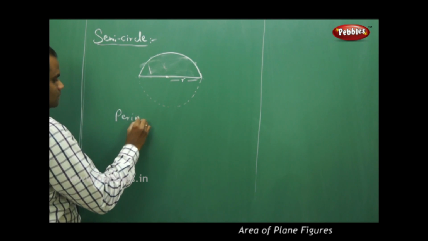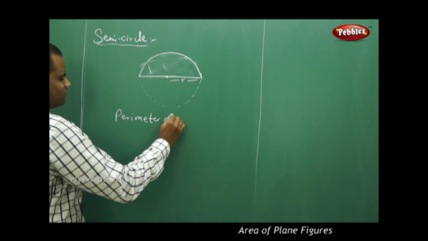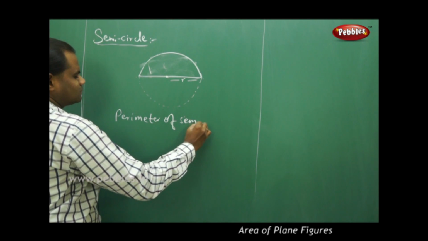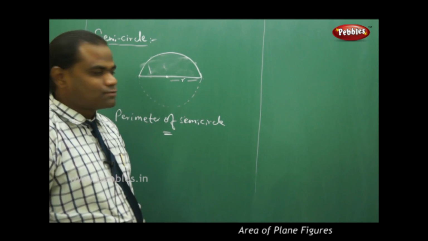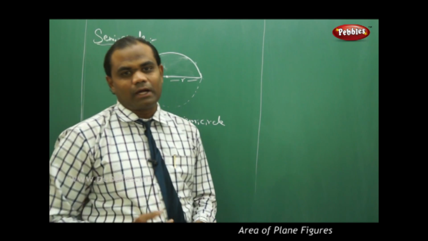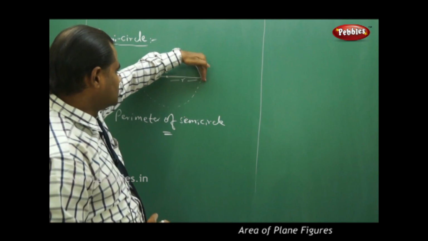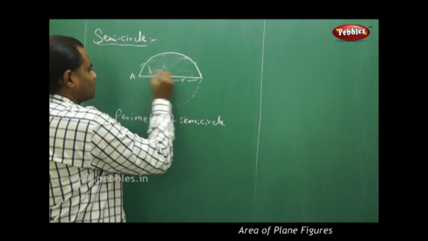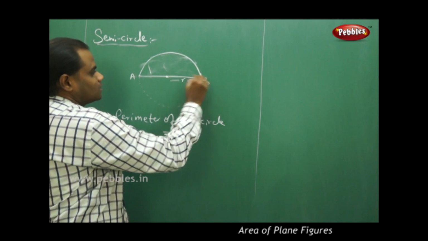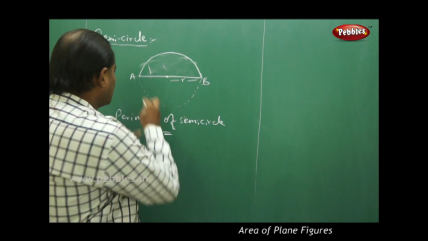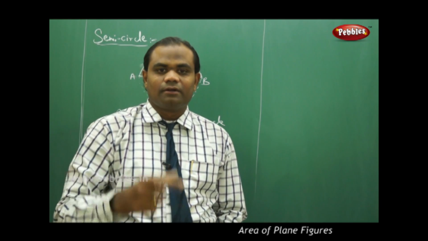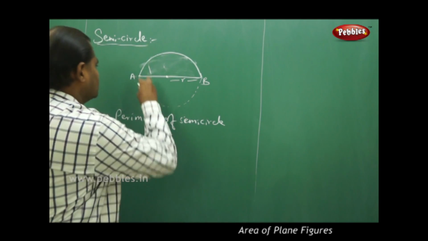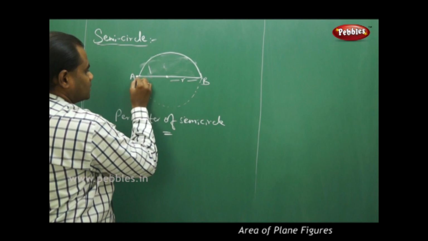First, let us start with the perimeter of a semicircle. As we know, the circumference of a circle is 2 pi r, and half the circumference is this curved path from A to B, which would give me half of 2 pi r. But I have to include even the line from A to B, which is the diameter, in finding the perimeter. So my perimeter would be from here to here and then here to here.